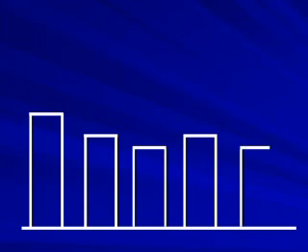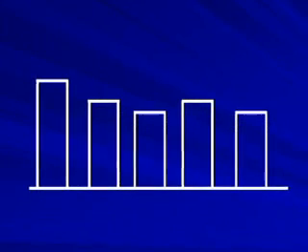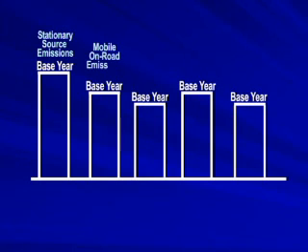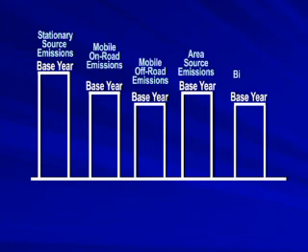Basically, what I'm doing is drawing 5 bars. The first bar is labeled stationary sources. The next bar I'm going to label on-road mobile. The third bar I'm going to label off-road mobile, area sources, and biogenic sources.